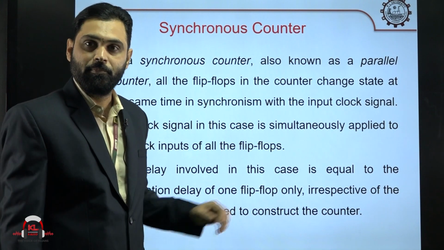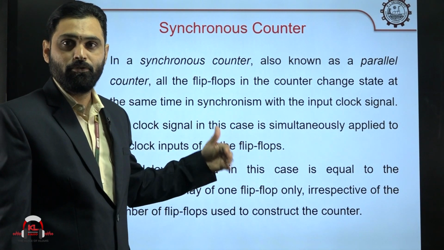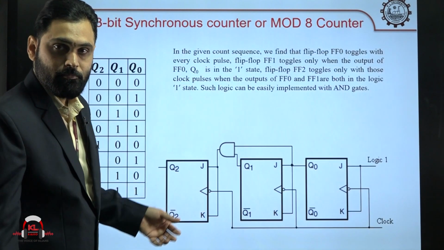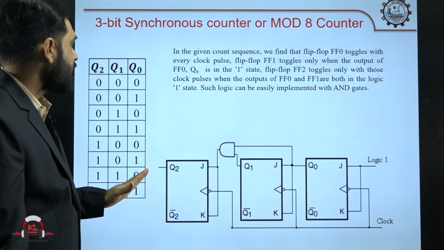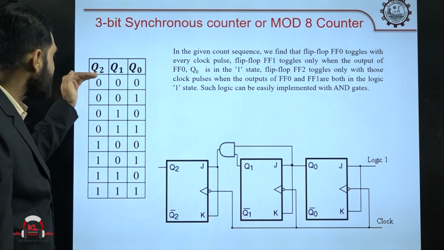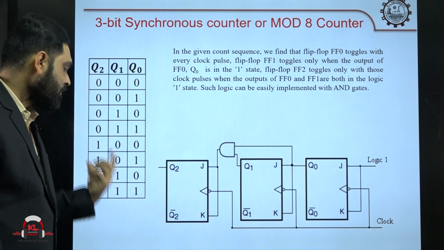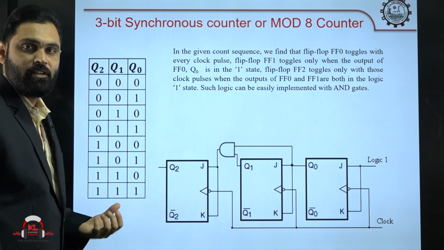Asynchronous counters are very easy, but synchronous counters are a little bit difficult, because in synchronous counters you have to do a lot of things. Just look at the synchronous counter construction here. A simple synchronous counter from 000 to 111. It will count from 0 to 7. Total 8 values it is going to count.